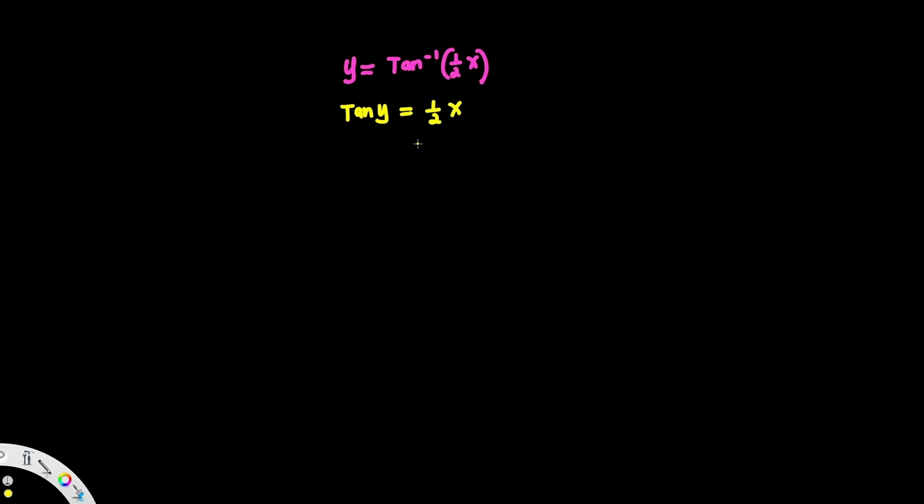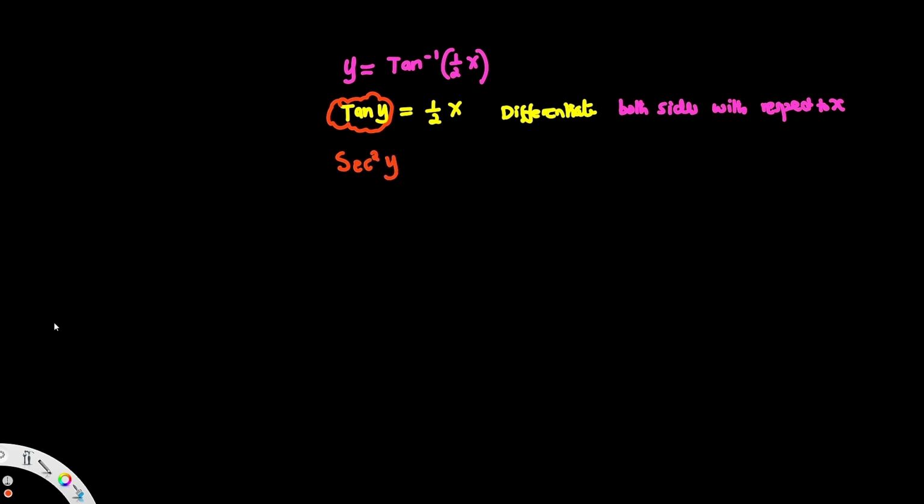Then, since y is a function of x, we're going to differentiate both sides and use implicit differentiation. We need to differentiate both sides of this function, tan y equals a half x. So tan y is a function of x, so if you differentiate tan y, you are going to get sec squared y. Now, since we have differentiated y and y is a function of x, we're going to include dy/dx at this point.